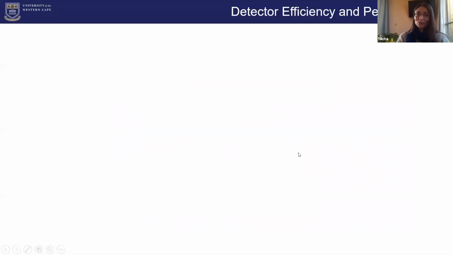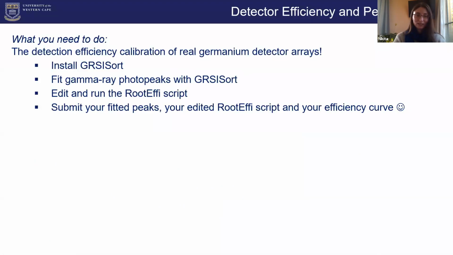So this practical is detector efficiency and peak fitting. What you need to do for this prac is the detection efficiency calibration of real germanium detector arrays from around the world. So this is what you'll do mostly tomorrow. You will install the sorting code and analysis code called GRSISort. You will fit the gamma ray photo peaks using the GRSISort code. You will edit and run the root efficiency script that is available on our GitHub.